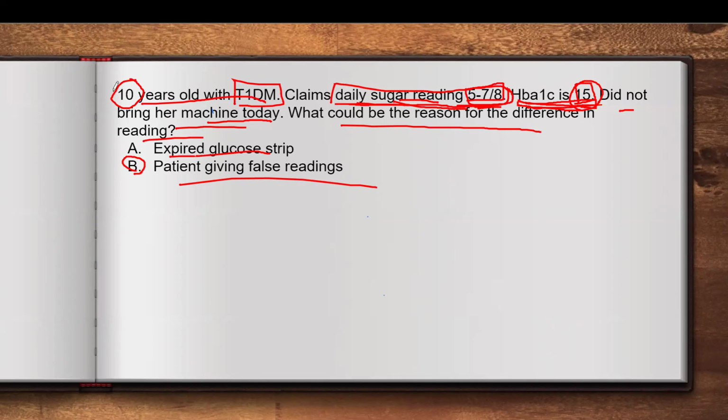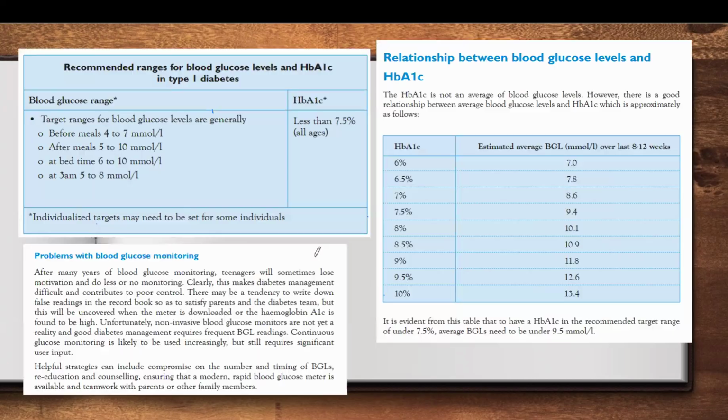And also, in case of children, this one is more common, that children fake their readings. This is from the type 1 diabetes handbook given in the RCH. They say that after years of blood glucose monitoring, they lose the motivation and do less or no monitoring. And there may be a tendency to write down false readings in the record book so as to satisfy the parents and the diabetes team. The only goal for children, obviously, is that they should stop taking the insulin, because who likes needles, right? So that is why this is more common as compared to the expired strips.